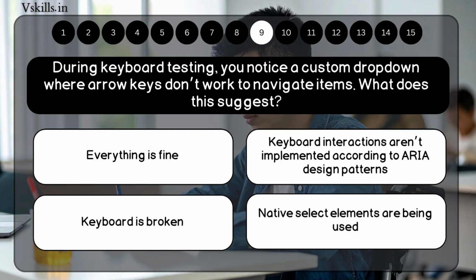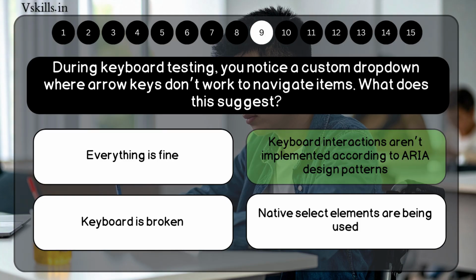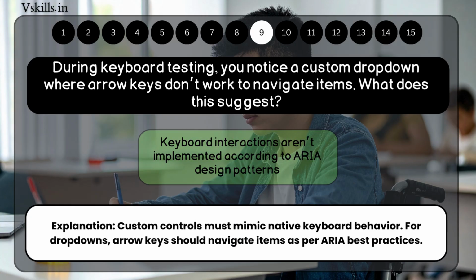Question 9. During keyboard testing, you notice a custom dropdown where arrow keys don't work to navigate items. What does this suggest? The correct answer is keyboard interactions aren't implemented according to ARIA design patterns, as custom controls must mimic native keyboard behavior. For dropdowns, arrow keys should navigate items as per ARIA best practices.